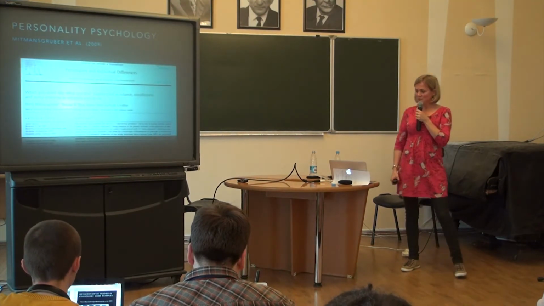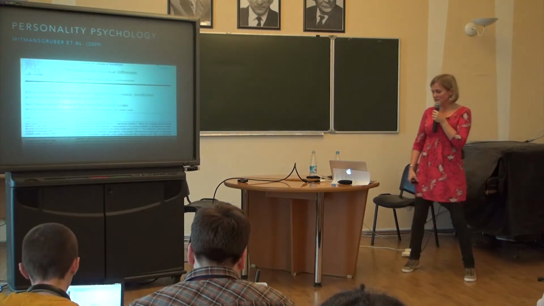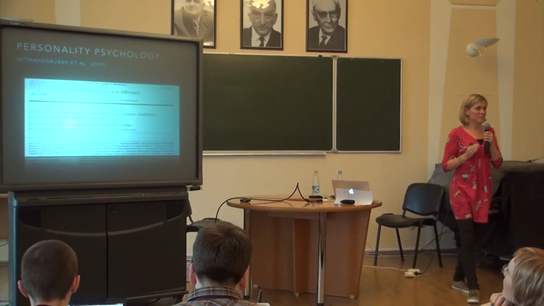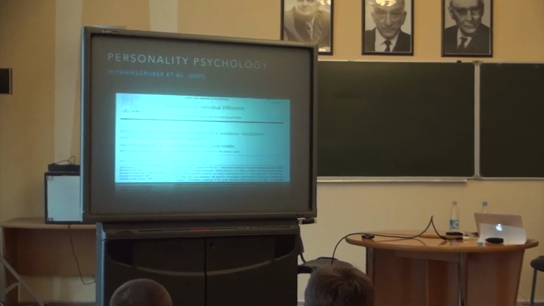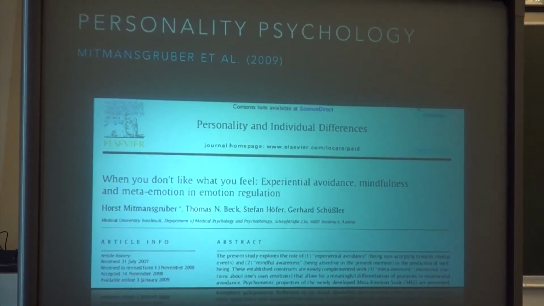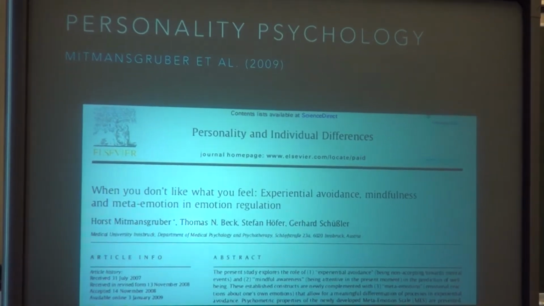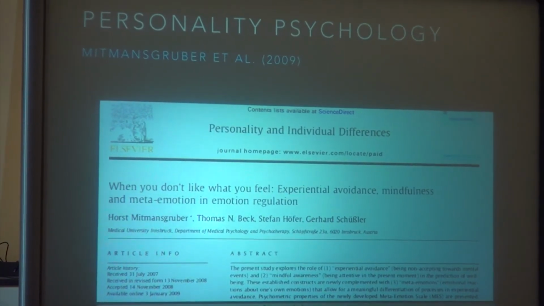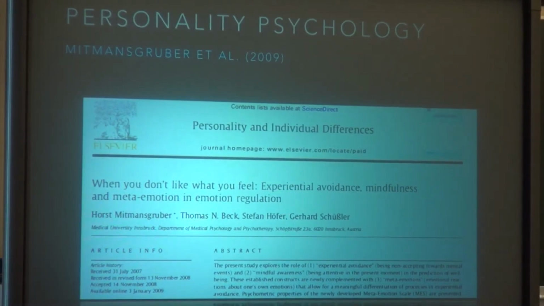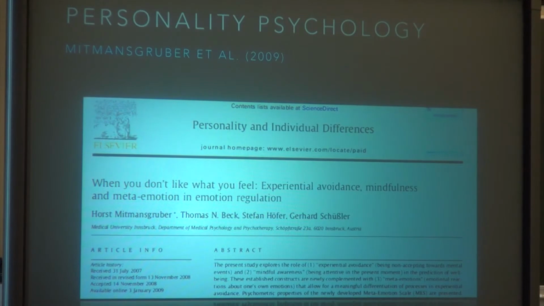So this is a study by Mittmanns, Gruber et al., 2009. They studied the extent to which subjective well-being could be predicted by three sets of variables. First of all, whether it can be predicted by experiential avoidance, so being non-accepting of various mental events. Secondly, whether it would be predicted by mindful awareness, so being attentive in the present moment. And finally, whether it can be predicted by meta-emotion.